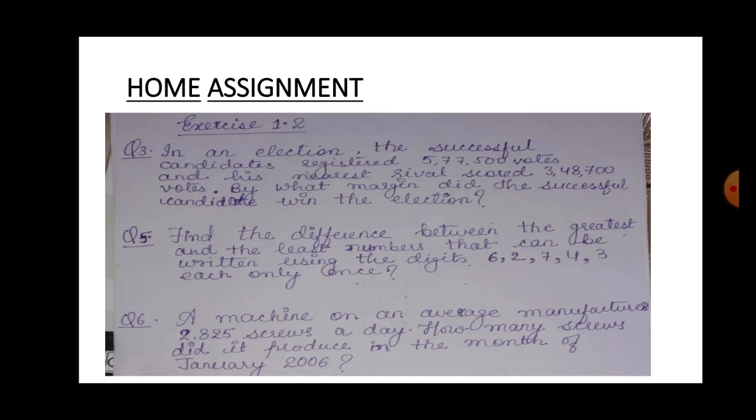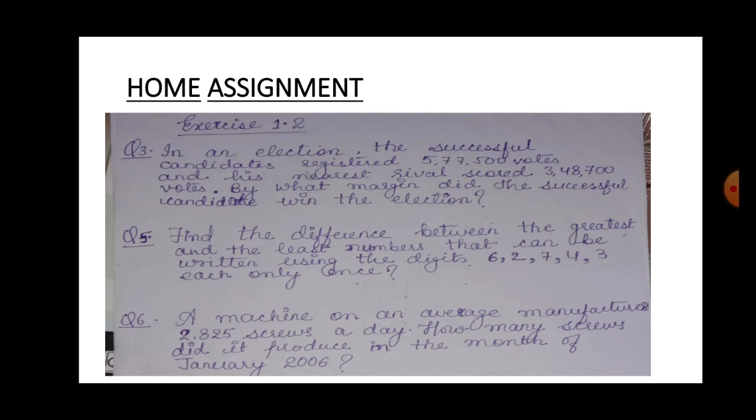Then in question number 5, the statement is important when you solve word problems, and every calculation part you need to mention on the fair side only. In question number 5, you have to find the difference between the greatest and the least number that can be written using the given digits, and each digit you have to use one time only, no repetitions are allowed. So first of all you will find the greatest number. You can see how many digits are given, 5 digits. So first you will find the 5-digit greatest number, then the 5-digit least number, and then you will get its difference. I think it is too easy, you can try doing it.